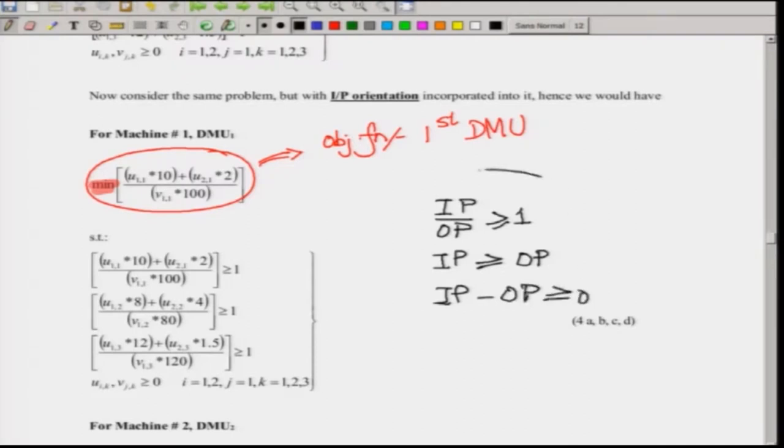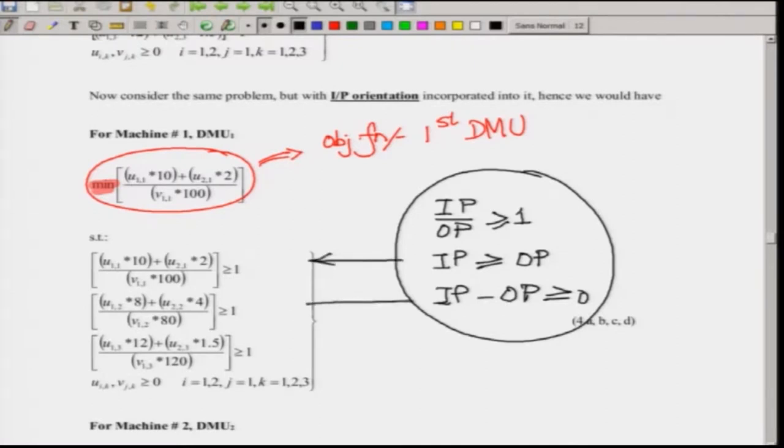So, this was the general one, and you have 3 DMUs, so there will be 3 equations, which are equation 1, equation 2 and equation 3. These correspond to the first DMU, the second DMU and the third DMU.